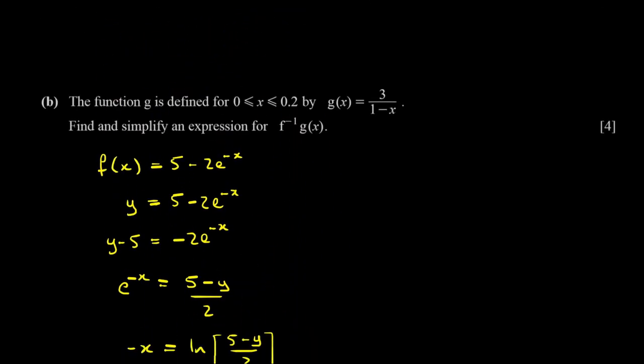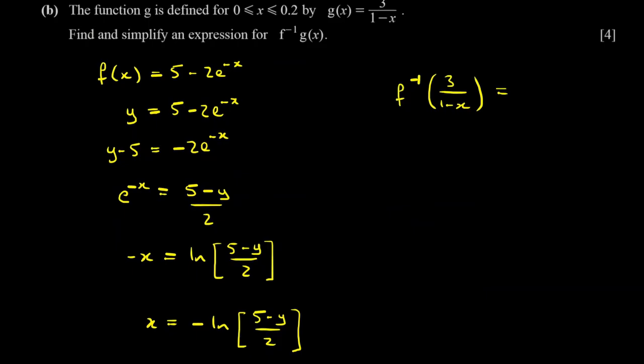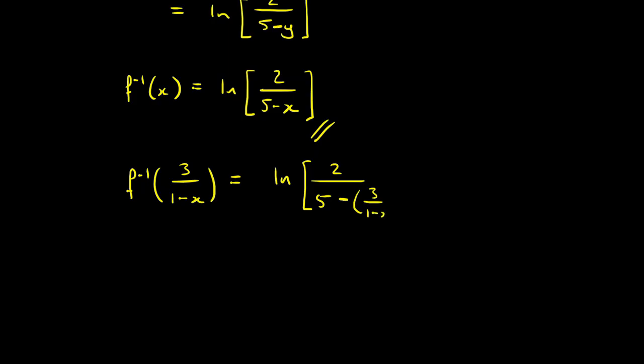Now, what's the question asking me? It's asking me to find the composite function f inverse of g of x. So this means I'm finding f inverse of g of x, and g of x is 3 over 1 minus x. So I need to input 3 over 1 minus x into this function. So I want to find f inverse of 3 over 1 minus x. I'm going to substitute that in, so I'm going to get the natural log of 2 over (5 minus 3 over 1 minus x).